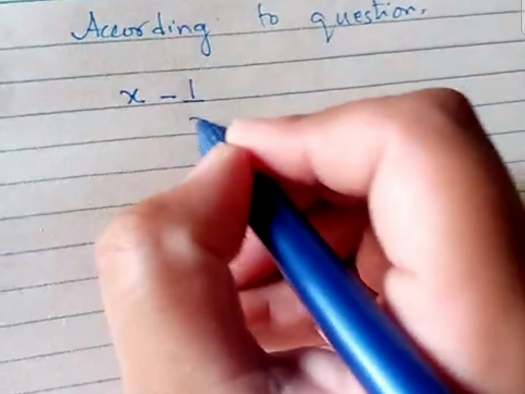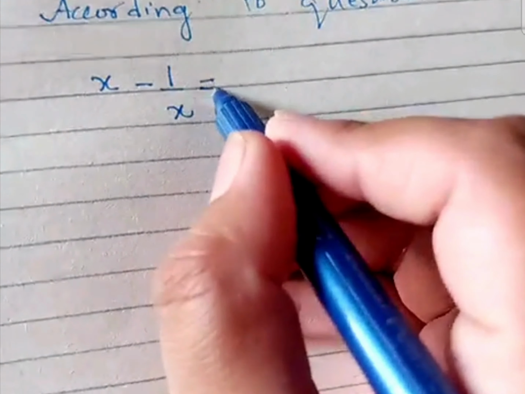According to the question, it was x minus 1 by x. Okay, so here in place of x you will put its value.